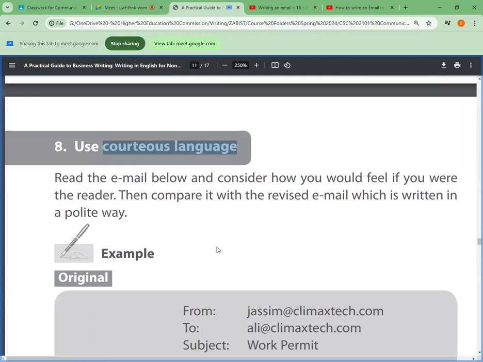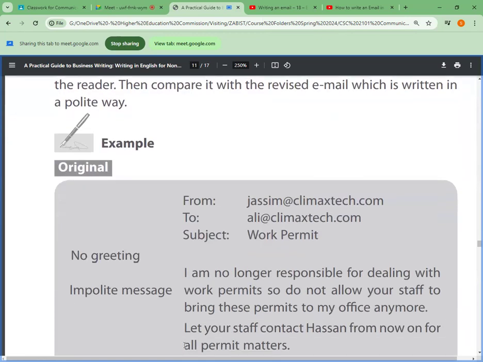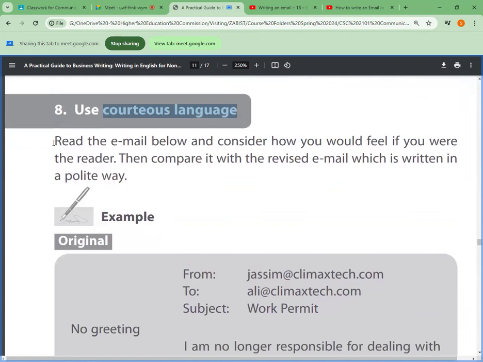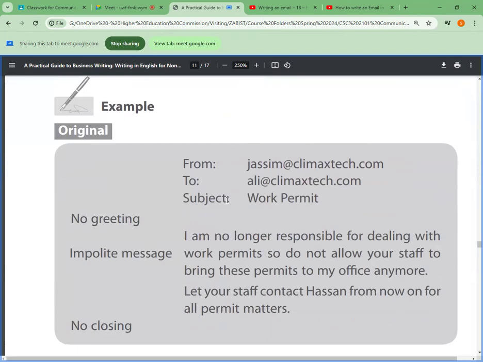जैसे 7 C's की हम बात कर रहे थे कि we must use 7 C's when we are using email as a technique or tool. Read the email below. Consider how you would feel if you were the reader, then compare it with the revised one. अब ये देखें, ये ओरिजिनल ईमेल है, जैसे किसी स्टूडेंट ने किया हो या किसी ने किसी को किया हो. फ्रॉम टू एंड सब्जेक्ट है.